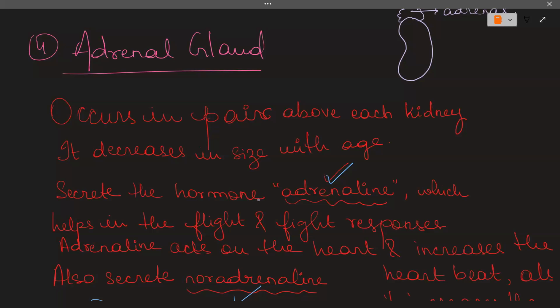Now, usually what happens is that when people fight, have you ever noticed, if somebody hits you, you feel the anger and you're like, I'll hit him twice as hard, him or her, whoever it is, right? So that is the fight response. So the fight and flight response happens in our body because of the hormone adrenaline that is secreted by the adrenal gland. Got it?